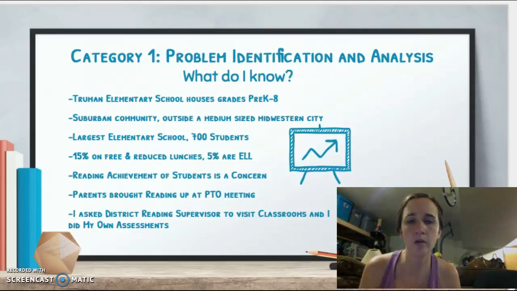What do I know? I know that Truman Elementary School houses grades pre-K through 8. It's a suburban community outside a medium-sized Midwestern city. The largest elementary school, and it holds 700 students. 15% of students either qualify or are on free and reduced lunches, and 5% are ELL. Reading achievement of students is a concern.